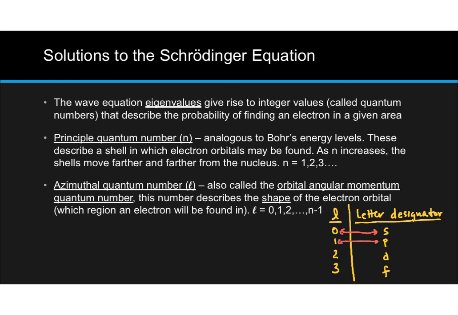s means l is equal to 0, p means l is equal to 1, d means l is equal to 2, and f means l is equal to 3. On Friday, we'll explore this concept in class a little bit further and talk about the shapes of orbitals that electrons can occupy.